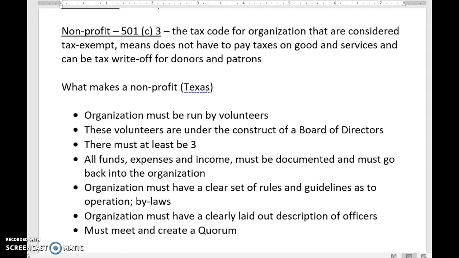where they are considered tax exempt, meaning they do not have to pay taxes on goods and services and can be a tax write-off. Now, there's not a huge, massive difference I'm going to show you between for-profits and non-profits. But if you are a nonprofit entity, you don't have to pay taxes, and people get to write off their donations when they donate to you. Now, what's great about that is it benefits the nonprofit because I get the donation, but it also benefits those that have the money to donate. They get to write that off.